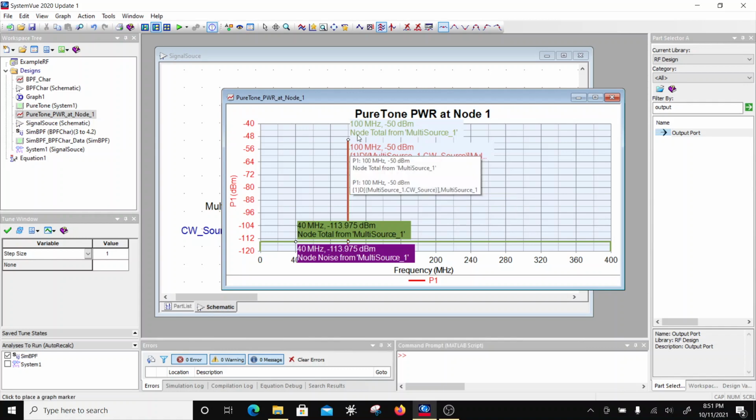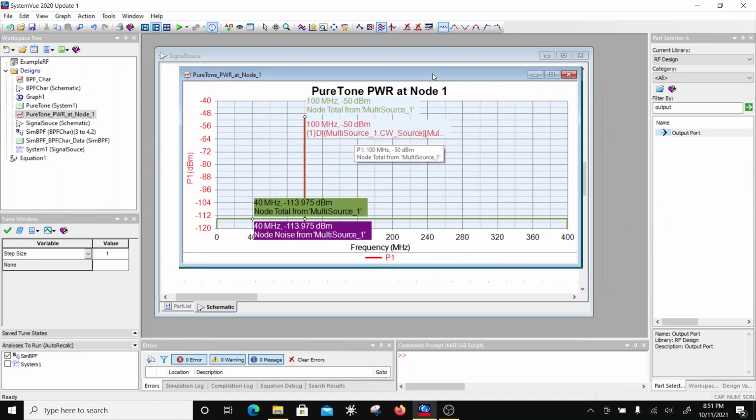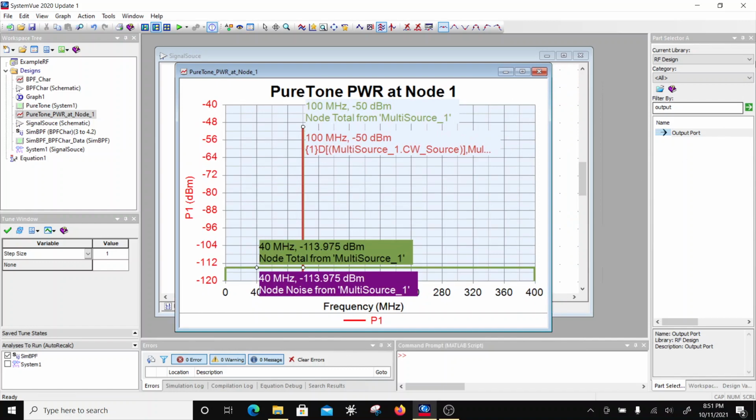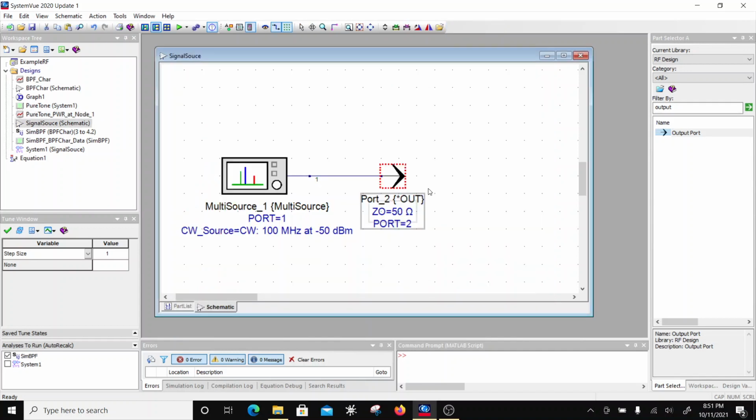Okay, so I think this graph you have understood. This graph is just showing a CW source. Okay, so now this is very simple. Now let's go ahead and do something more complex.